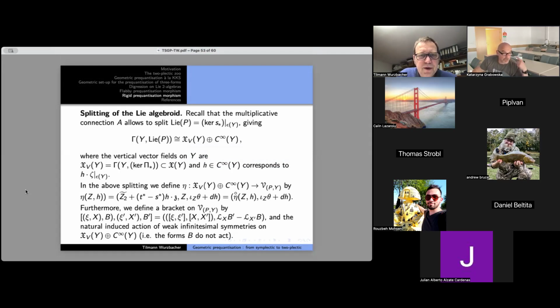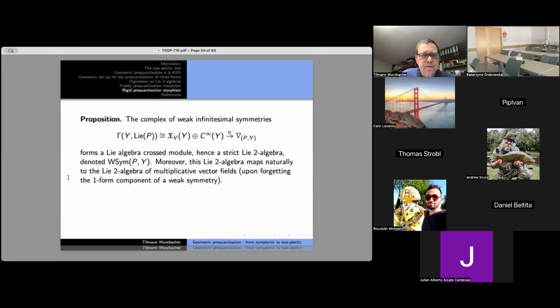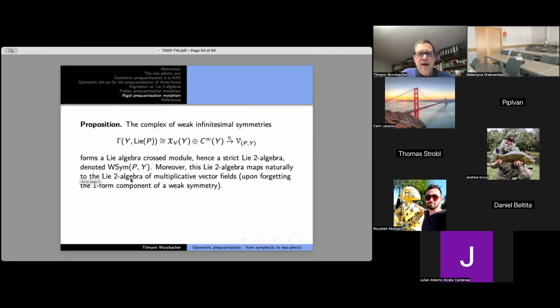So in this splitting, you can rewrite the action, the crossed module. And then you get a complex of weak infinitesimal symmetries. The sections of the Lie algebroid and the weak symmetries form together again a crossed module. Okay, so this refines the situation.